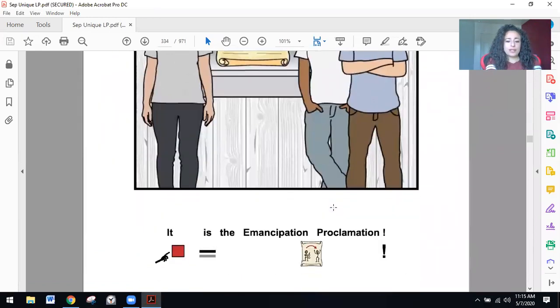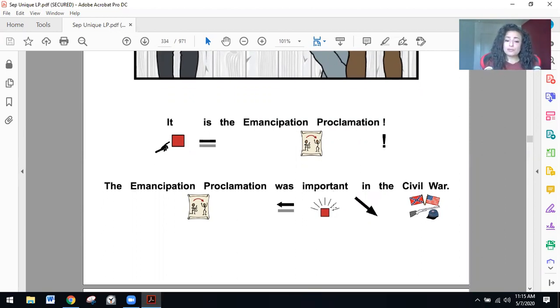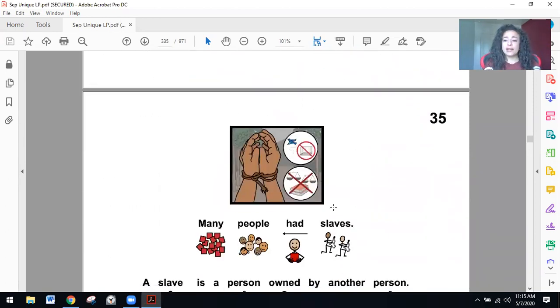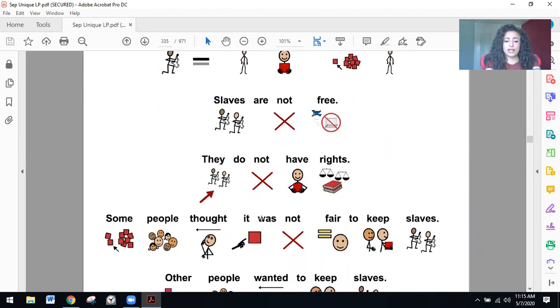Page 34. It is the Emancipation Proclamation. The Emancipation Proclamation was important in the Civil War. When was it important? In the Civil War. Many people had slaves. A slave is a person owned by another person. It's totally wrong, okay? Slaves are not free and they do not have rights. They're treated like property, like objects. Do we treat people like that? No. We treat people with love and care.